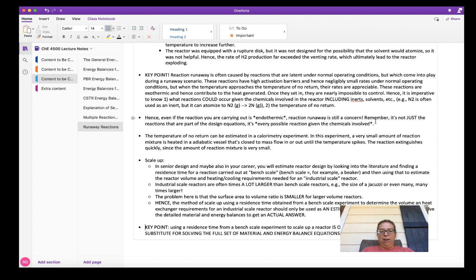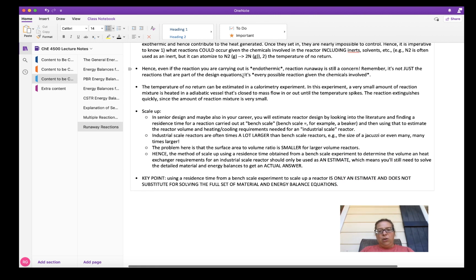Hence, it is imperative to know, one, what reactions could occur given the chemicals in the reactor. This includes inerts, solvents, etc. So what could occur beyond just the reactions that are occurring under normal conditions? What else could occur? I have these chemicals. Let's pretend that anything could happen. What would happen? And two, we need to know also the temperature of no return, because we need to be operating well below that. Even if normal process fluctuations happen, or heat exchangers fail for 10 minutes, we need to be well below the temperature of no return.